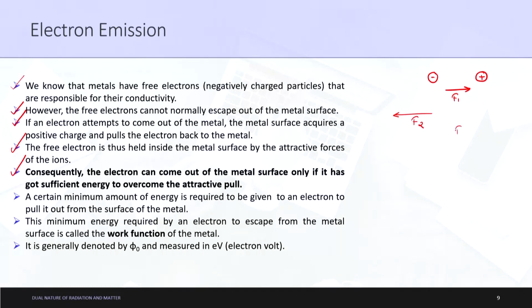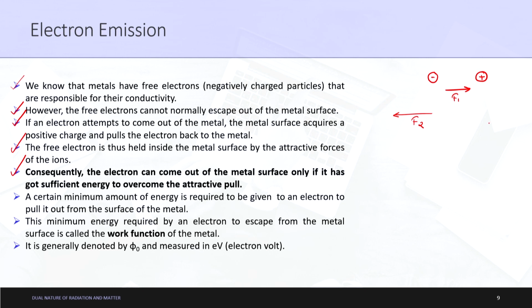So, if this F2 is greater than F1, then in no sequence it will get selected, it will get attached to the metallic surface. If F2 is less than F1, then this first case would have occurred, that is, the electron, being a positive charge, pulls the electron back to the metal surface. Okay, so this was a simple point which I need to convey. So consequently, the electron can come out of the metal surface.